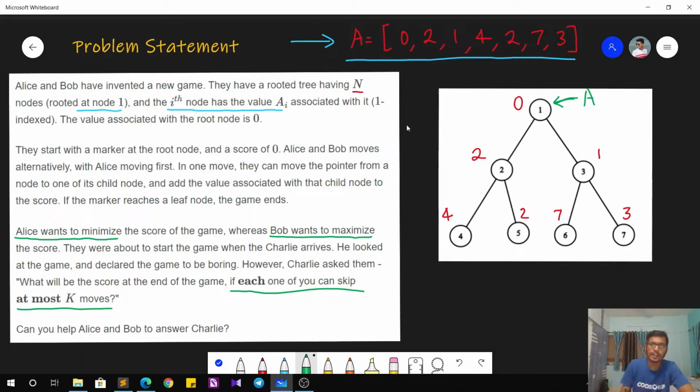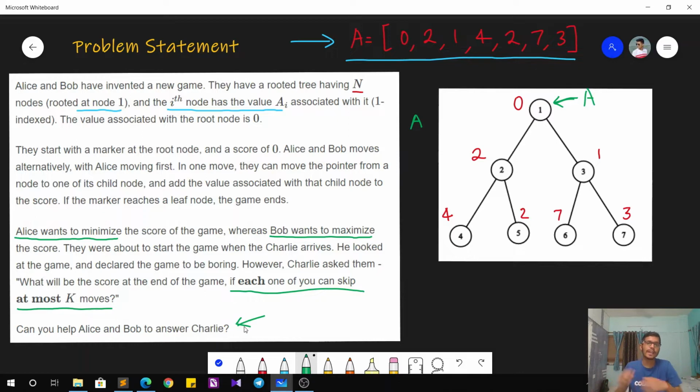Meaning that if the current move is of Alice, Alice can choose, okay, I don't want to play this move, and pass on and give that turn to Bob. And vice versa. So with that, we now have to answer the query of who is going to win the game. Okay, so what will be the, sorry, not who is going to win the game.